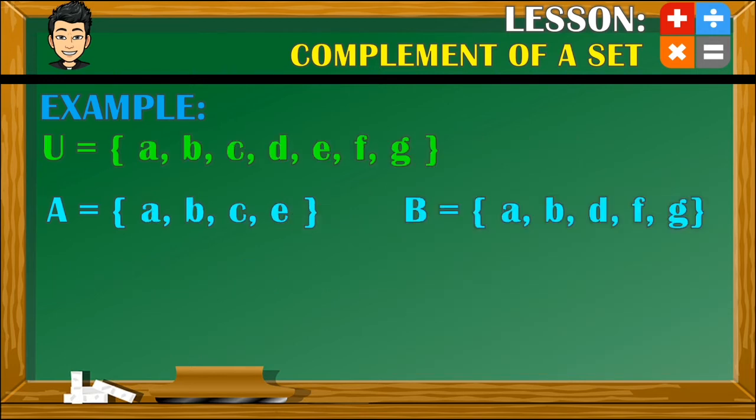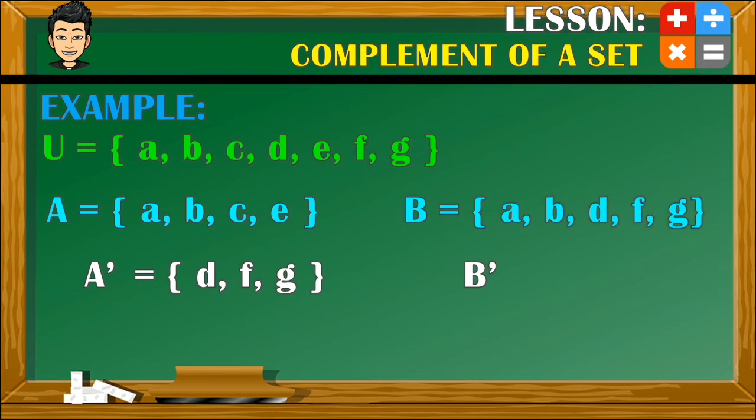Next, let's have these 3 sets. So we have a universal set and sets A and B. Let us identify the complement of set A and the complement of set B. Since set A has A, B, C, and E as its elements, then we can say that its complement will have the following elements: D, F, and G.